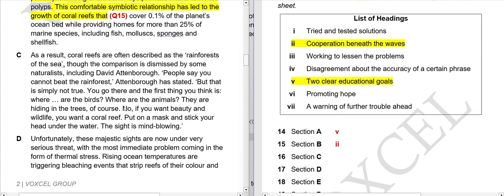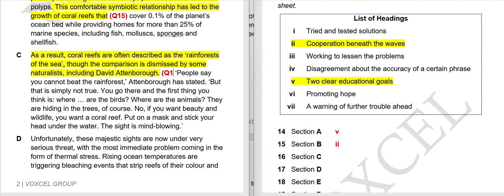C section. As a result, coral reefs are often described as the rainforest of the sea, though the comparison is dismissed by some naturalists, including David Attenborough. Okay, can you tell me the answer to this particular section by reading this particular sentence? I will give you just a few seconds. Till then I will write the question number here. This is question number 16.